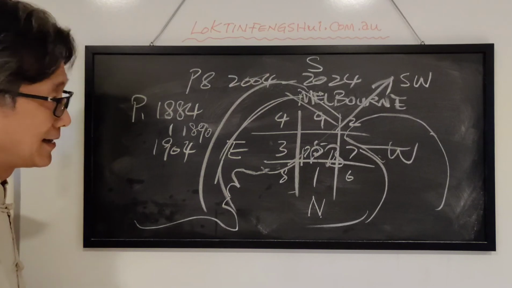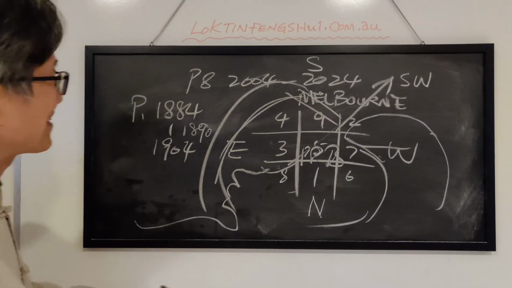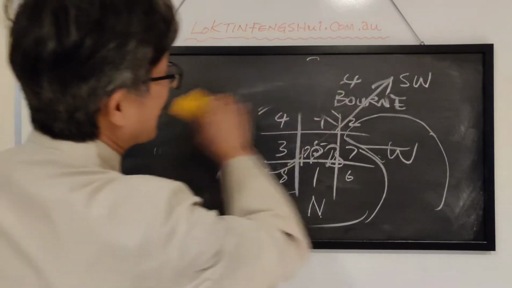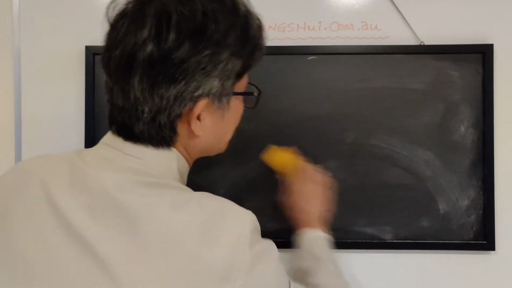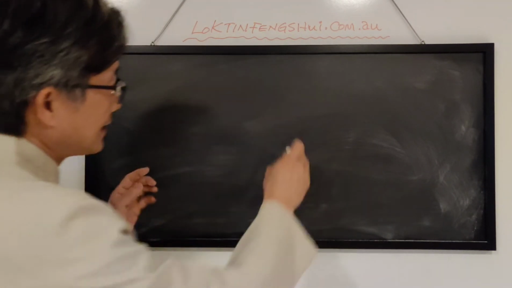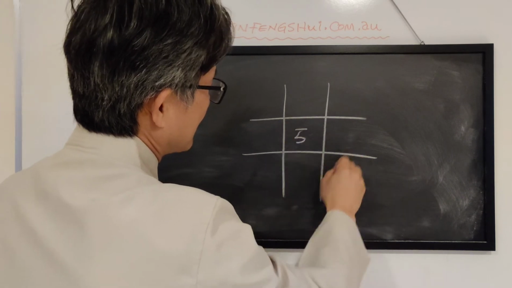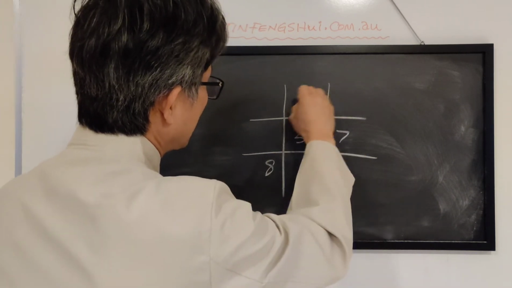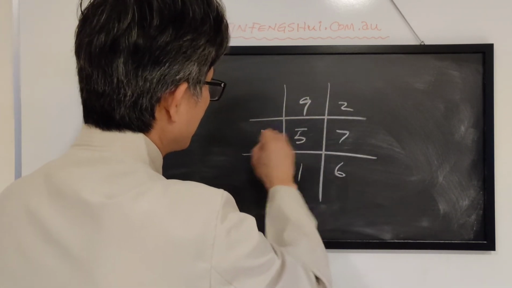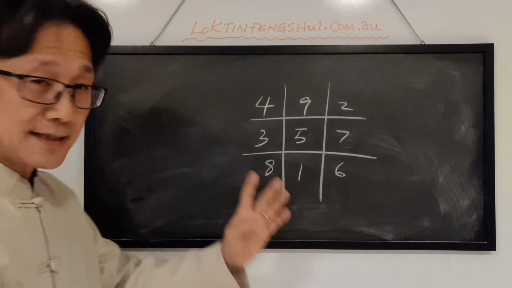One example may not convince you. Let me give you another example. Again, 5, 6, 7, 8, 9, 1, 2, 3, 4. Let's look at Sydney.